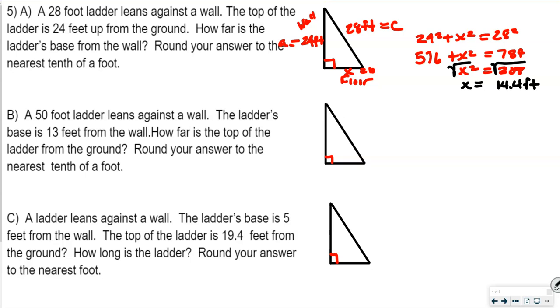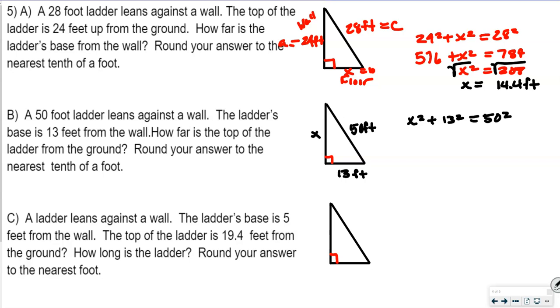Okay? The next one says a 50-foot ladder. There's my ladder. Leans against the wall. The ladder's base is 13 feet from the wall. So this time my 13 is right there. How far is the top of the ladder from the ground? So this is what we're looking for this time, okay? So I'm going to do x squared plus 13 squared equals 50 squared, okay?